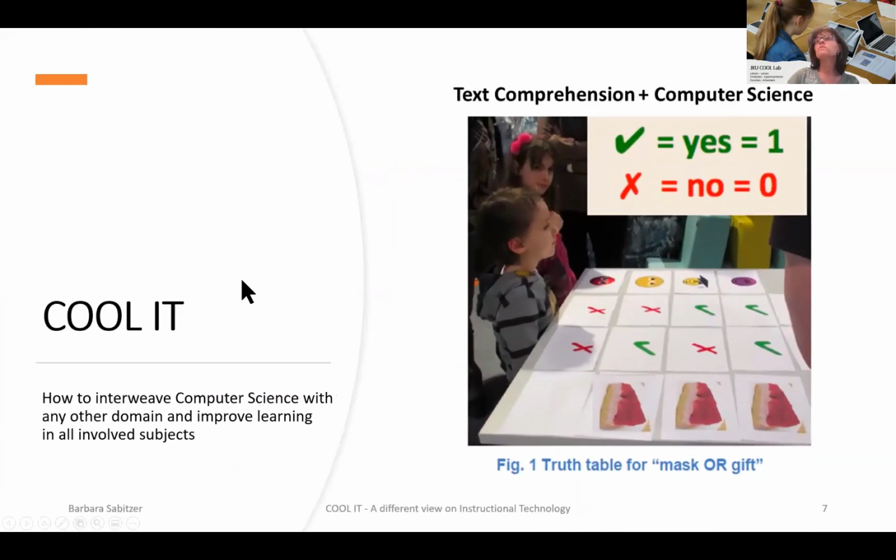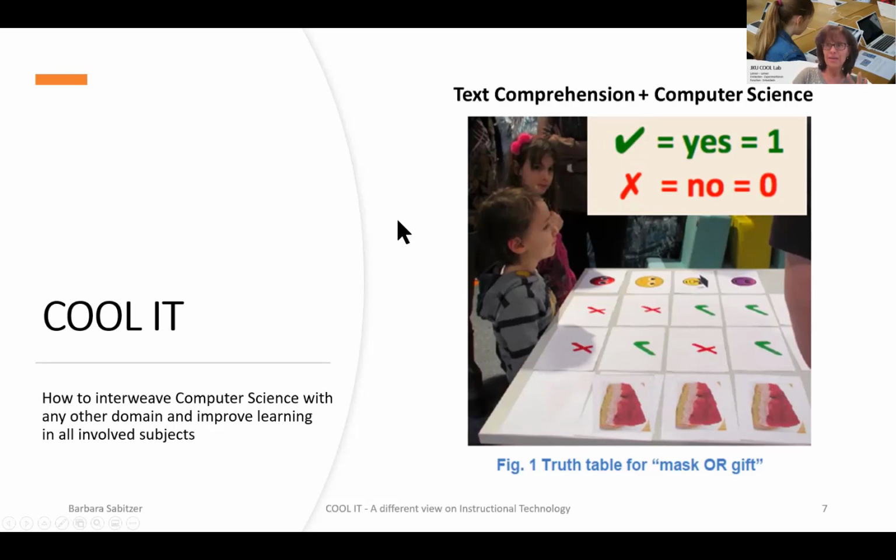This is possible when we follow our COOL IT approach. I would like to show you how we can interweave computer science to other subjects. On the right side, you can see one example from a workshop with children. We focus on text comprehension and language learning and combine that with computer science, concretely here with logic and truth tables.